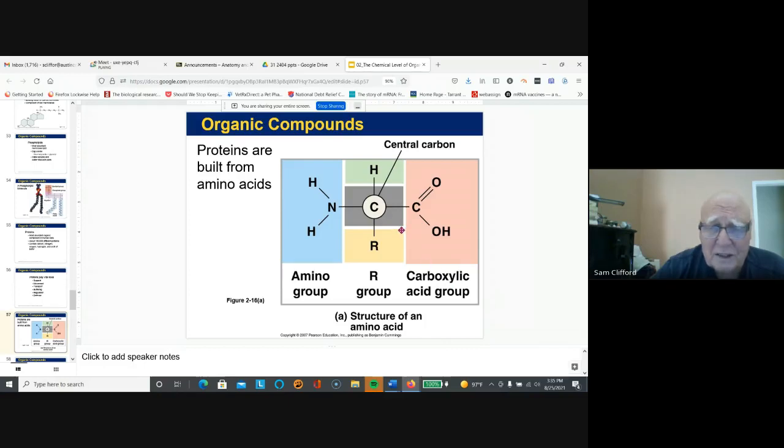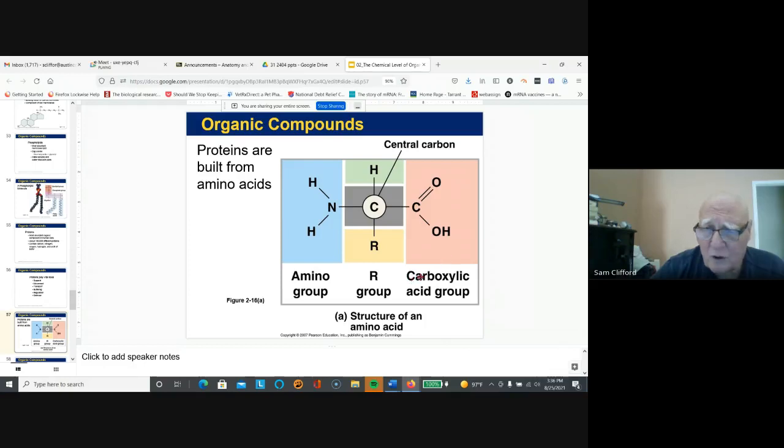This is an amino acid. An amino acid has a central carbon. This is a carboxyl group. This is an amine group. This is acid. This is slightly basic. You should know that the amino group is a nitrogen with two hydrogens. The carboxyl group is a carbon with a double bonded oxygen and an OH group.